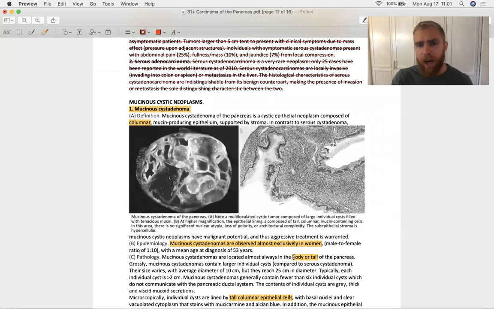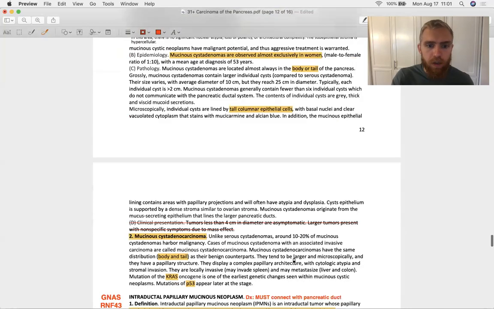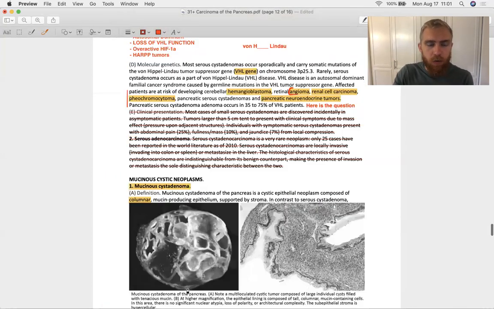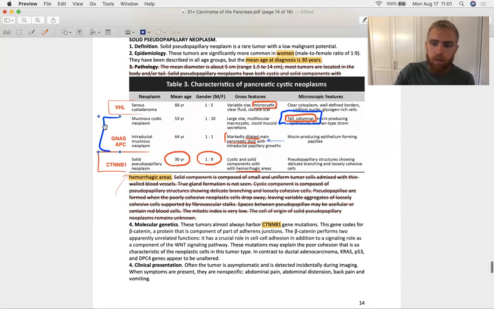Serous cyst is probably not going to turn into a cancer. A mucinous cyst, however, is likely to turn into a cancer. 10 to 20% of mucinous cystadenomas harbor malignancy. They tend to have KRAS and P53 mutations, but you're going to be able to guess that. I suppose I should add it to my chart regardless, which I shall. Mucinous cystic neoplasm is going to have KRAS and P53 mutations.